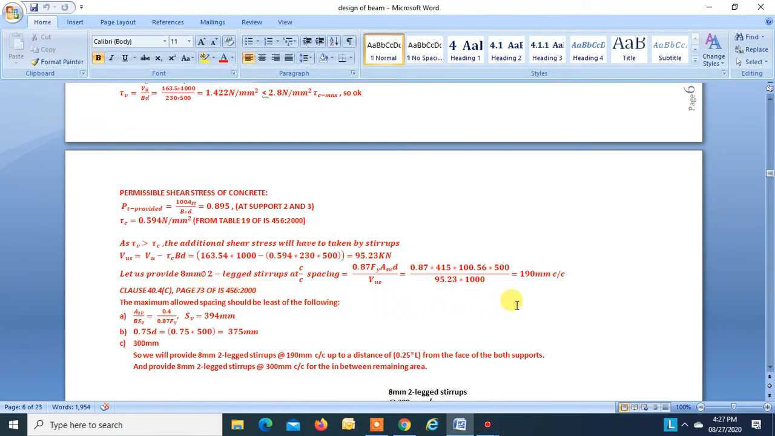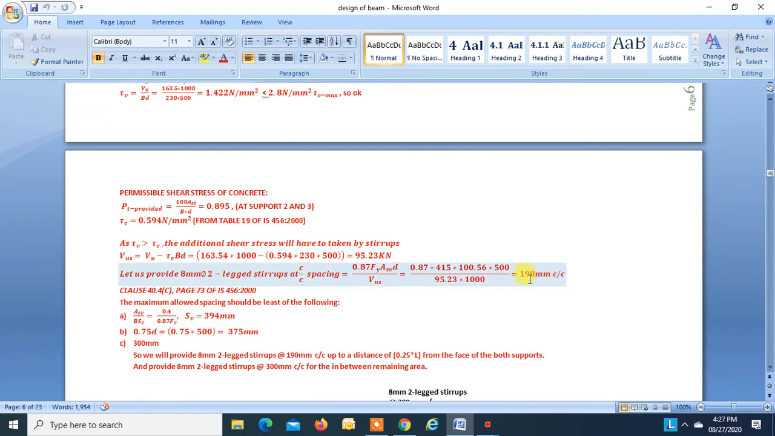So this Asv is the total area of the number of legs. So we are taking 2-legged 8 mm diameter stirrups. The area of 8 mm diameter is 50.26, so 2 into 50.26 is equal to 100.5. Right? And d is about 500. Vus is found. So, the spacing required is 190 mm center to center.